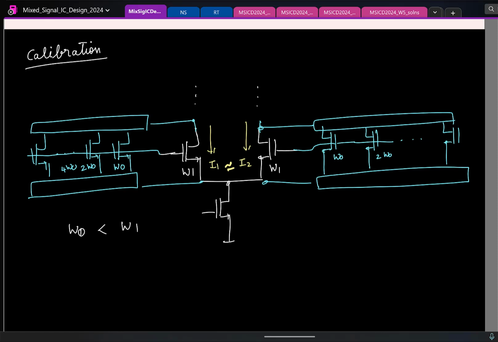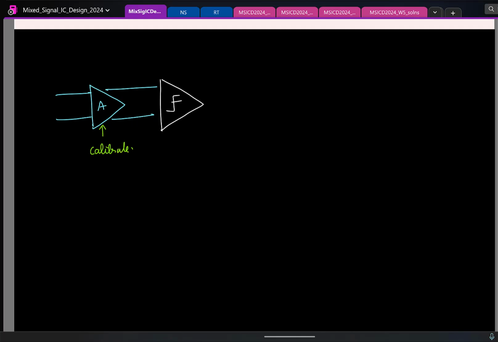And this notion of calibration, you'll see, is pretty common. You'll see it in all places in circuits. So bottom line, you make a comparator to reduce its offset. You can always put a preamplifier, but you need to make sure that the preamplifier is calibrated so that its offset is reduced.